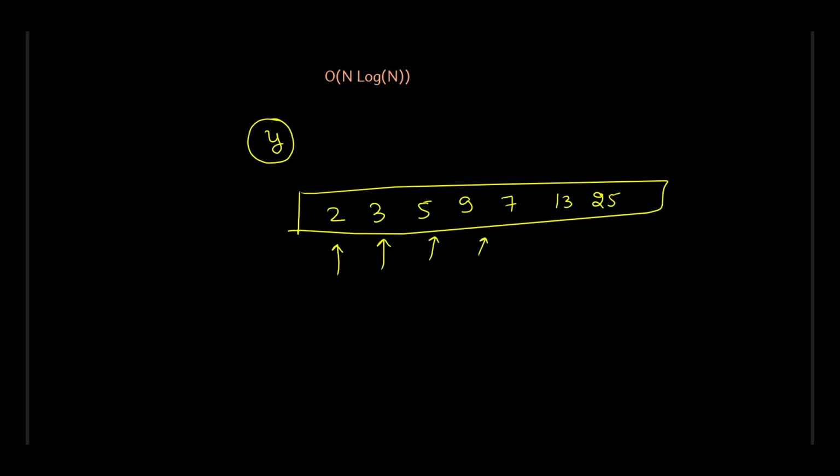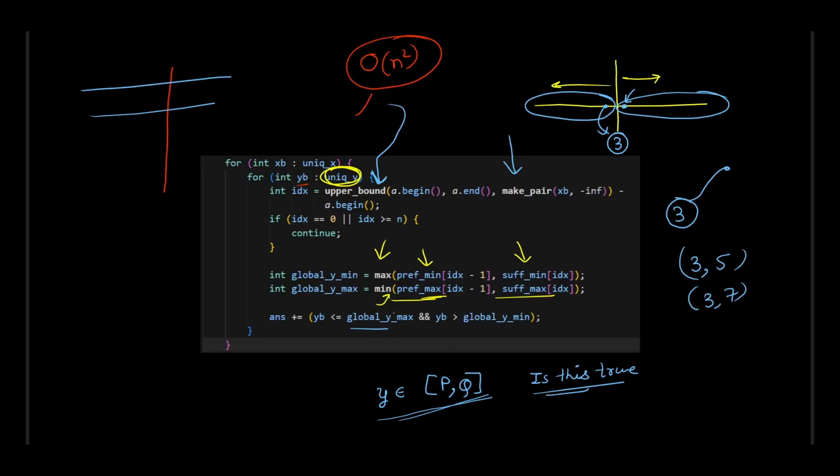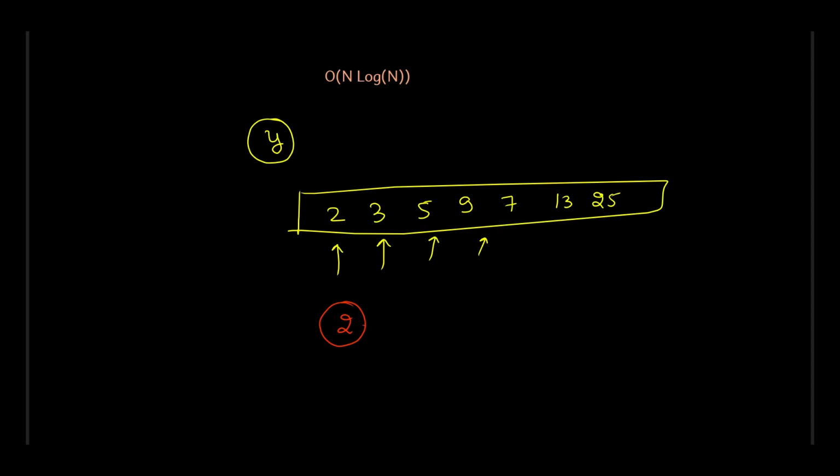Currently what you're doing is you are picking 2 and you are asking this question. You see that this global y min is fixed. For a fixed x barrier, the prefix maxima and the suffix maxima are also fixed. So you are picking 2 and you are asking, is it in this interval p to q? Then you are picking 3 and you are asking, is it in this interval p to q, and so on. So that is why the time complexity is O of n.